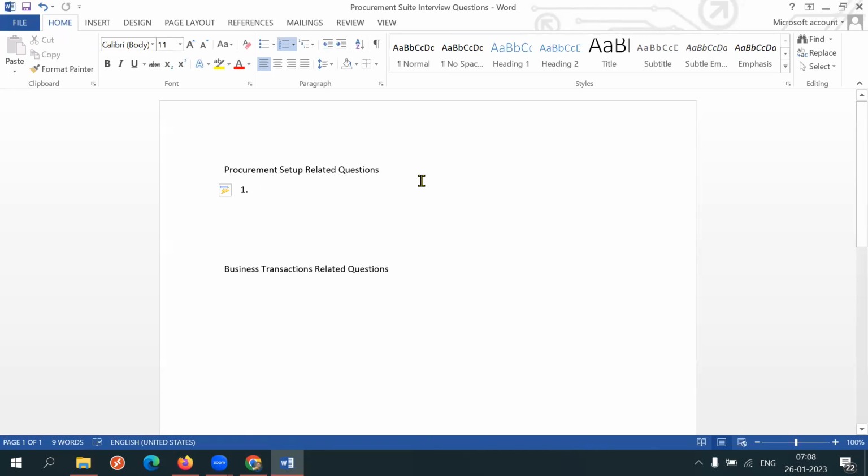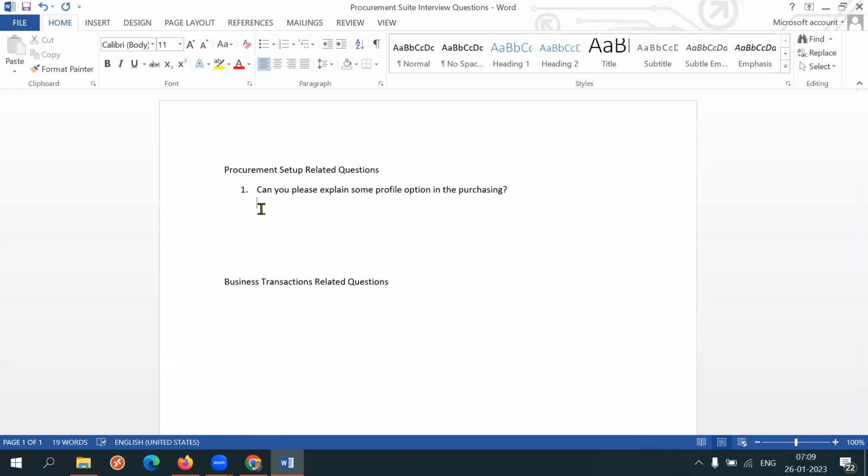Now, the first question from the configurations is, can you please explain some profile options in the purchasing? Default procurement BU, default document type, procurement agent to category assignment.